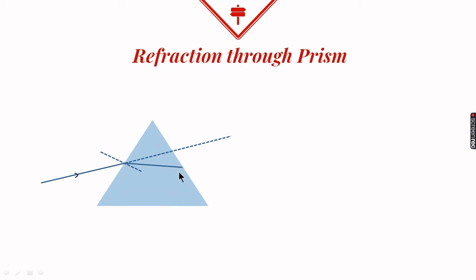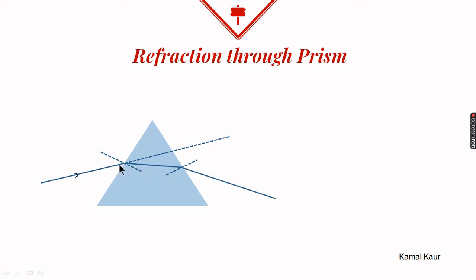Now at this point we will draw another normal. And again, the angle between this normal and this surface should be 90 degrees. Now the ray will come out from the denser into the rarer medium. So it will bend away from the normal. So this would have been the actual path. It will again go towards the base of this prism.